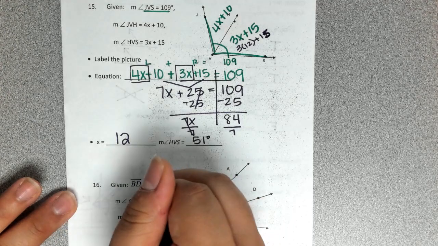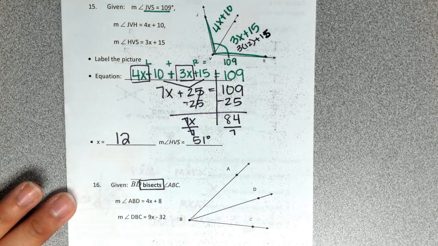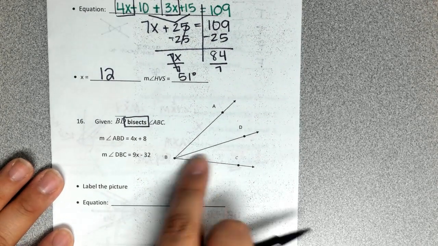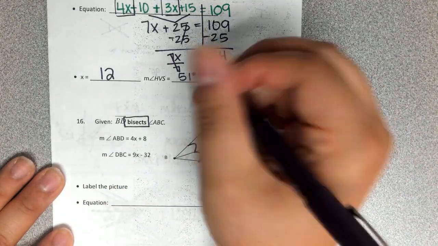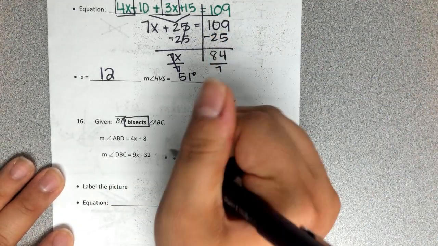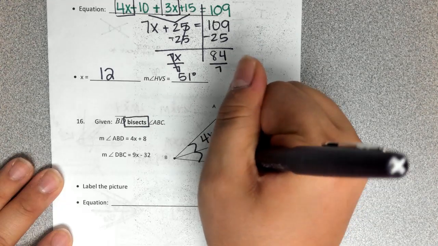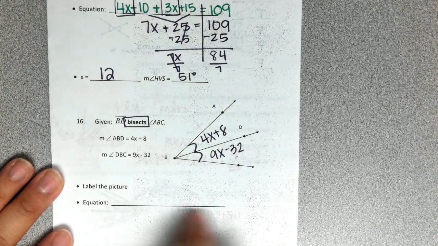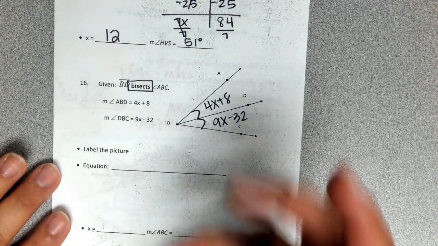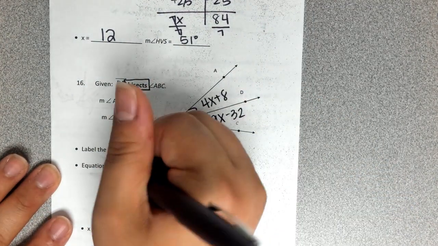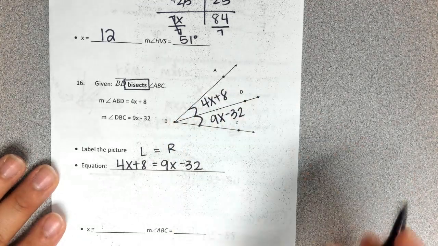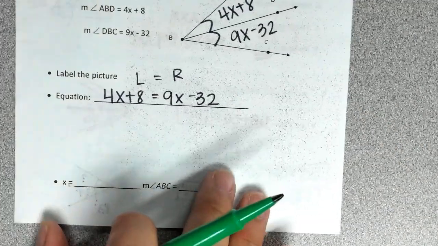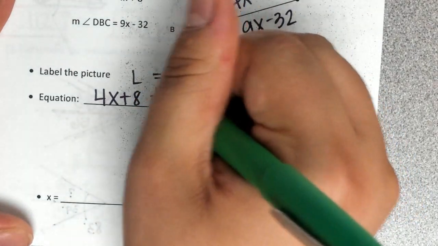The next one does say bisects. When I say bisects, what can I do? What can you do here? Draw your little arches. And then I'm going to fill in ABD is 4x plus 8. DBC is 9x minus 32. And what is my formula here when they're the same? They equal each other. Left equals right. And then you solve. Hopefully you have this written down somewhere.